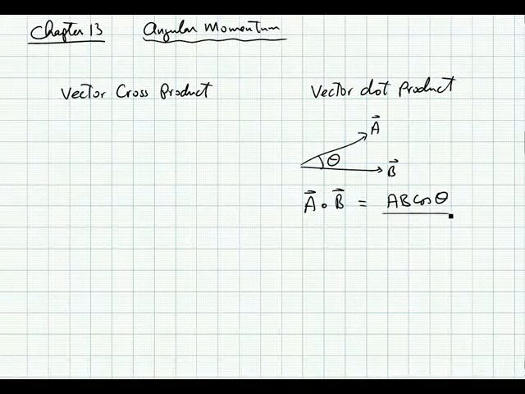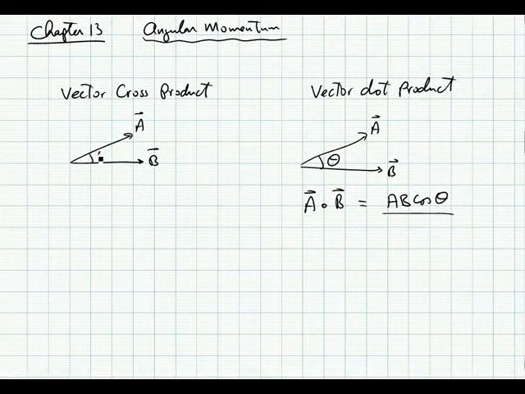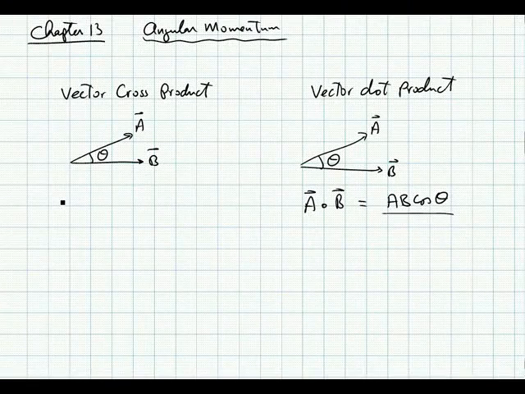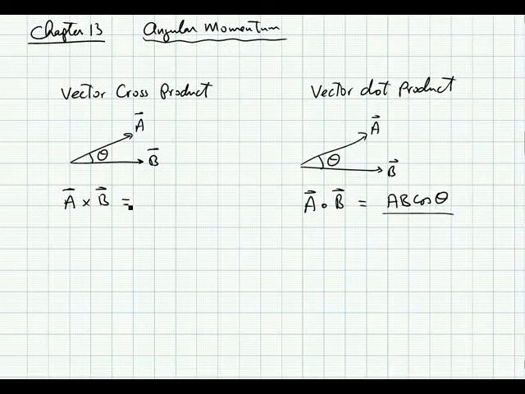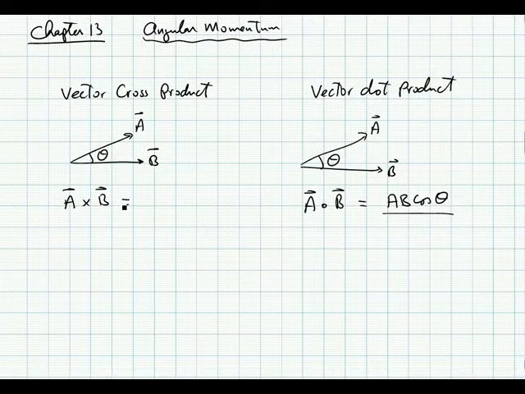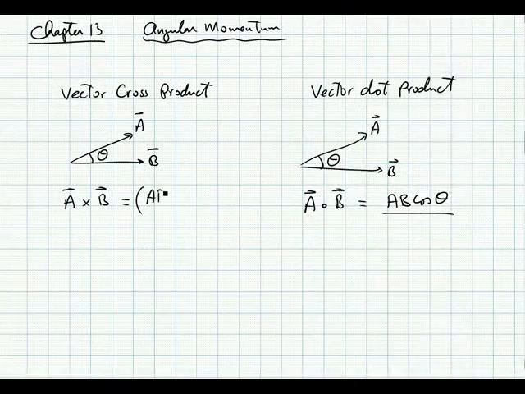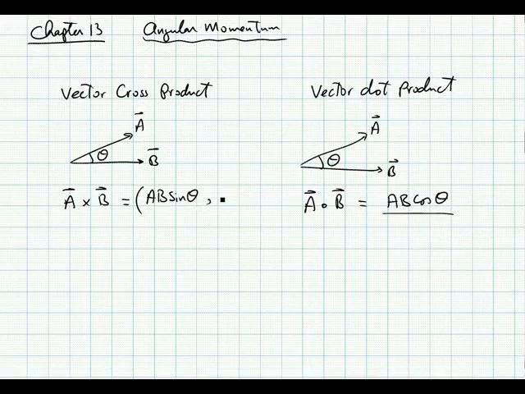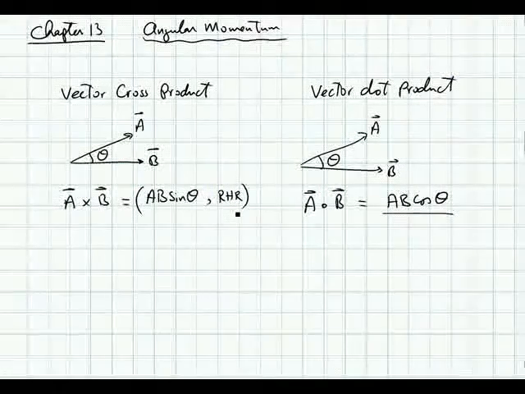Now, if we have the same two vectors, vector A and vector B, with angle theta between them, the cross product is a vector entity. So if you have vector A crossed with vector B, our answer has not only magnitude but also a direction associated with it. Its magnitude is given by AB sine theta, and its direction is given by the right hand rule. Now, what is the right hand rule?